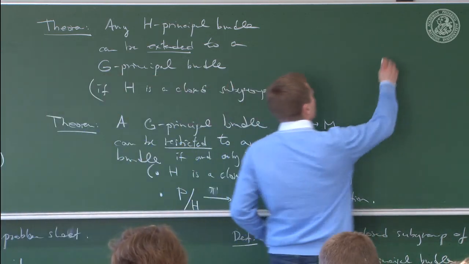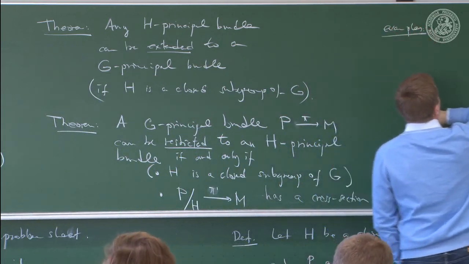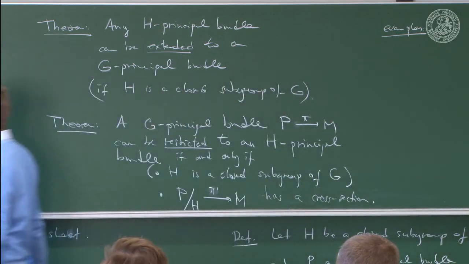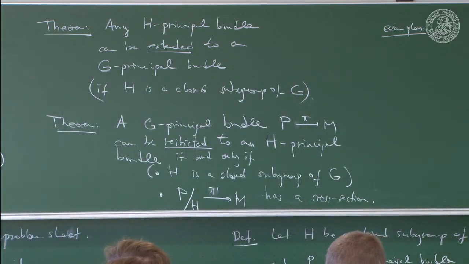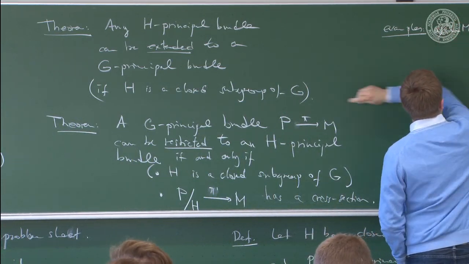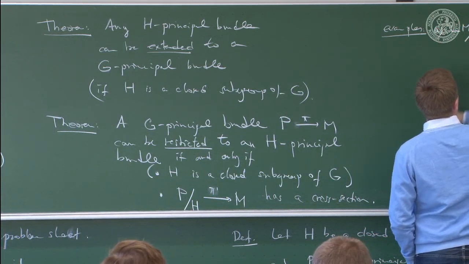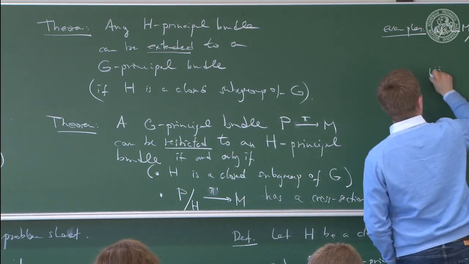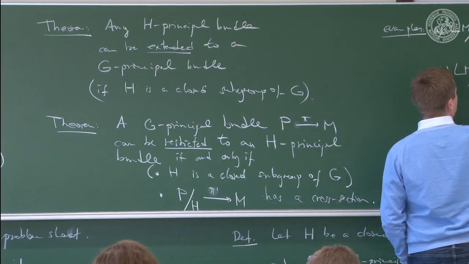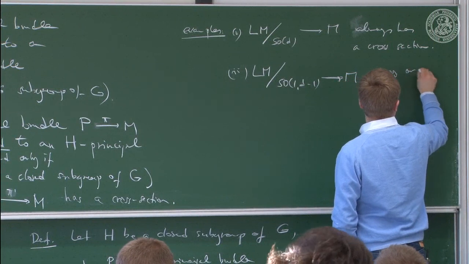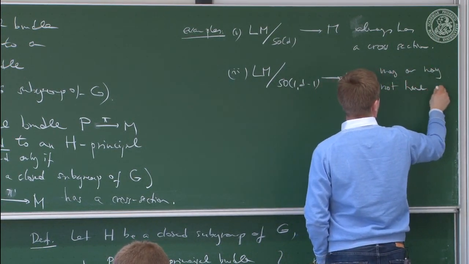And so examples, well, the two before. If I take here the examples 1 and 2, LM mod SO3 to M always has a cross section, and LM mod SO1,D-1 to M may or may not have a cross section.